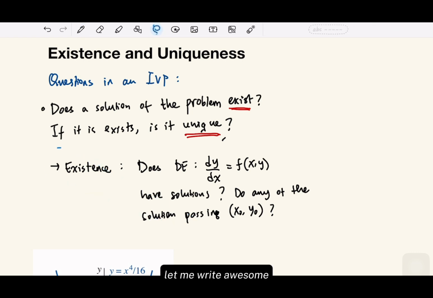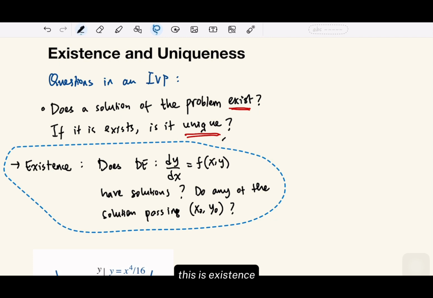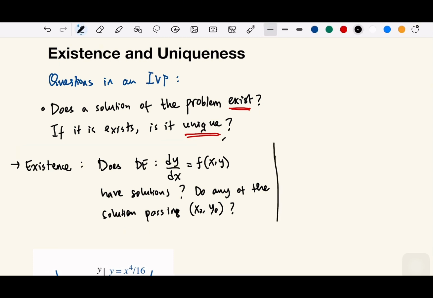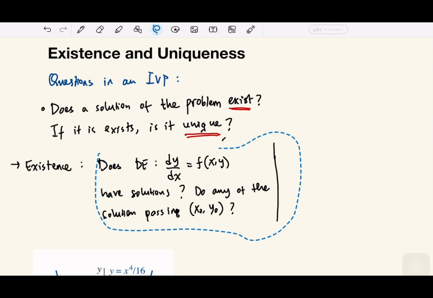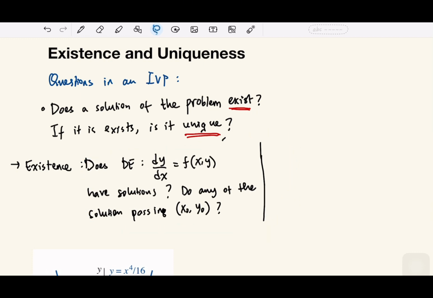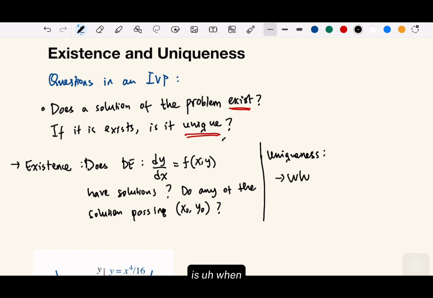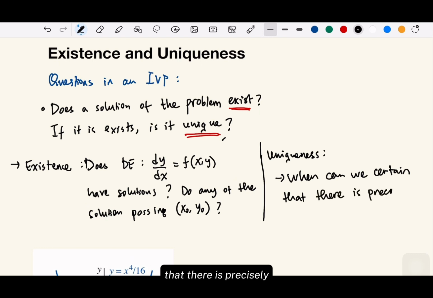Sorry, this is existence. And uniqueness is when can we be certain that there is precisely one solution curve passing through that point.